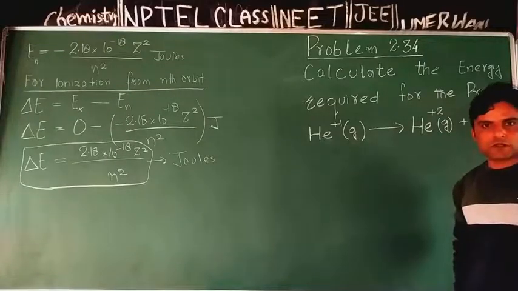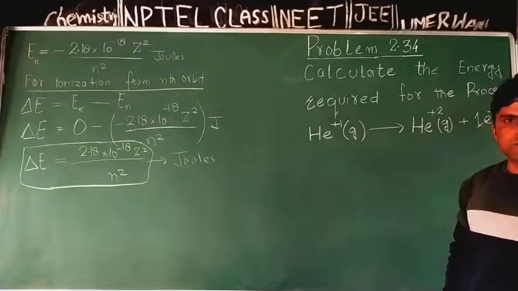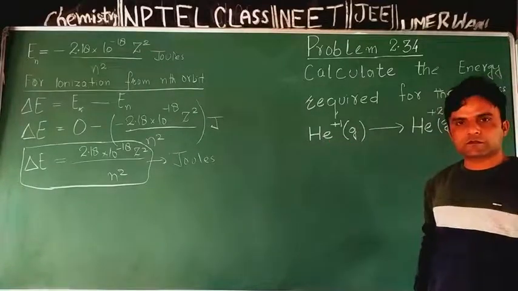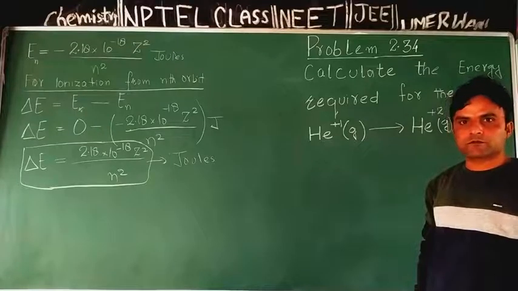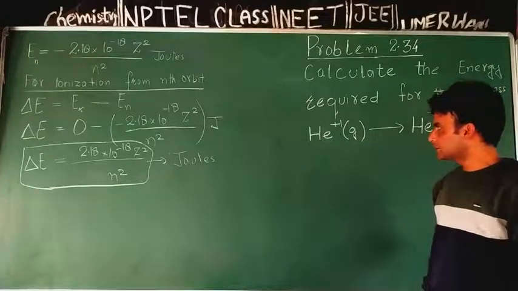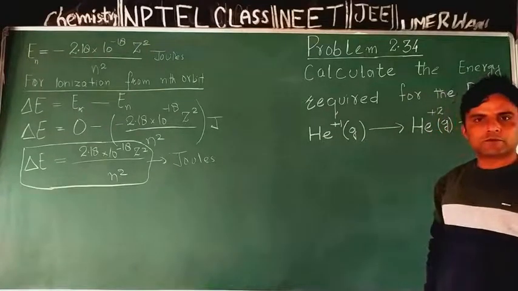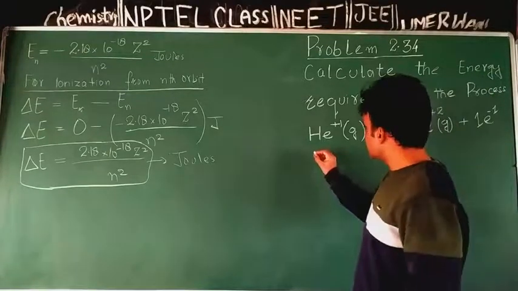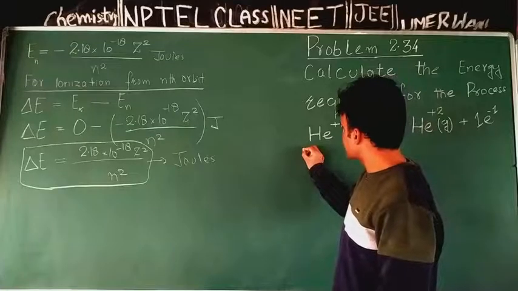Helium atom has 2 electrons. And in unipositive helium ion, there is only 1 electron because 1 is already removed during first ionization. Now what is left is 1 electron, and this electron is present in n is equal to 1, first orbit.